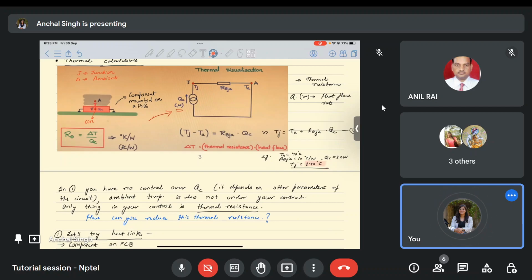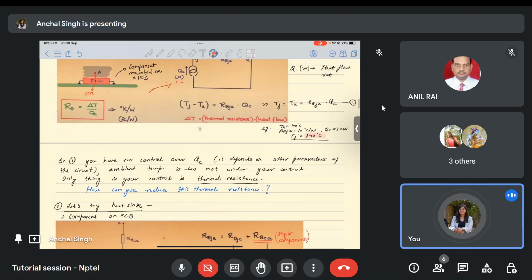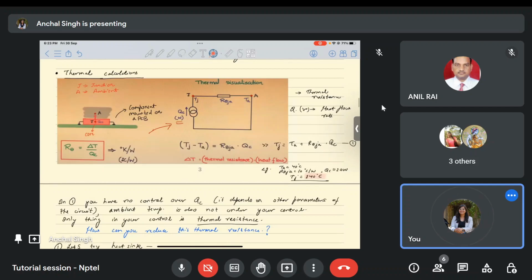This is very high. So we need to put some external mechanism here in order to reduce this temperature. Now, in this equation, if you see, QC is not in our control.